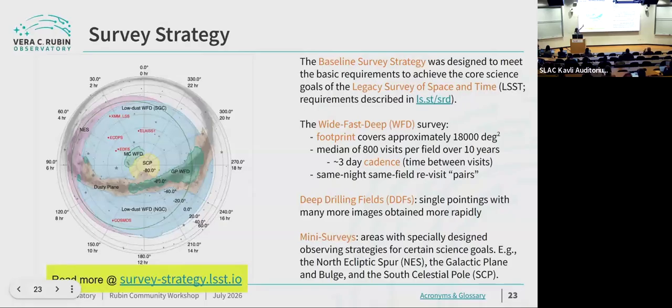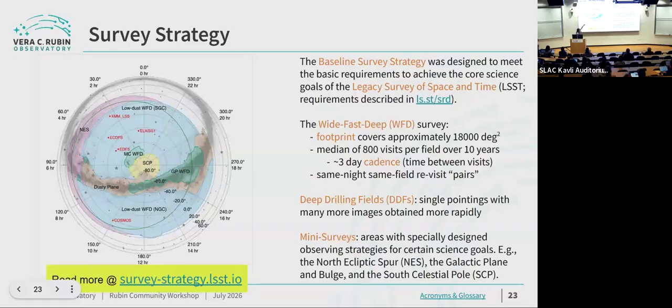And usually we're trying to take those observations paired. So we take an observation, switch filter, take a second one about 30 minutes later so that we get color information for all those alerts that are coming out. So the wide, fast, deep is that light baby blue is the main part of wide, fast, deep. And then we've also got in green the Magellanic Clouds and part of the galactic plane are also in that kind of 800 visits by the end of the survey.